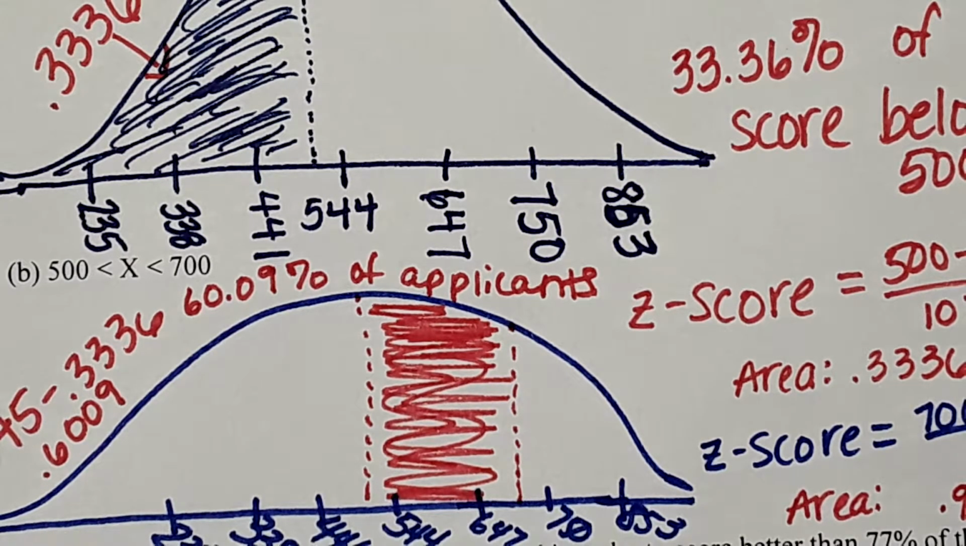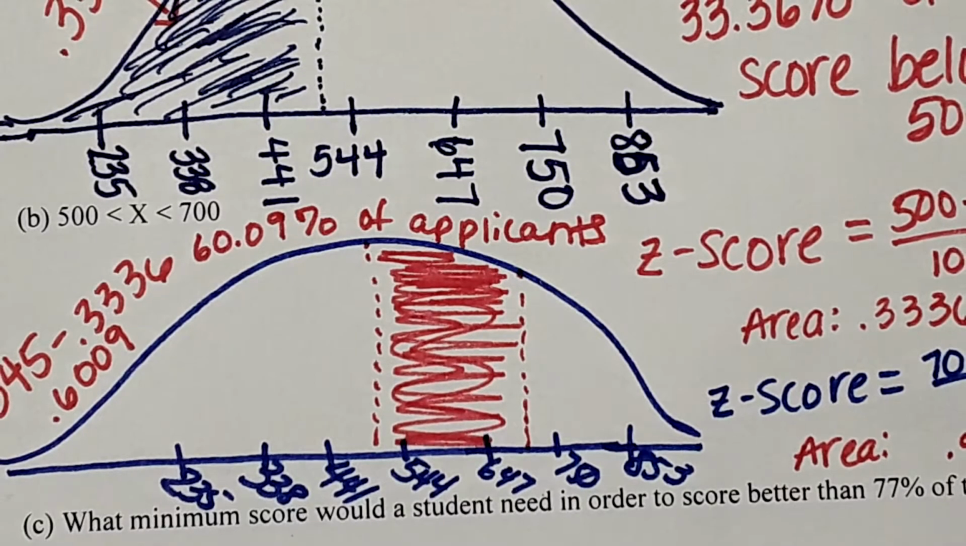Now notice that they give you a percentage. If they give you a percentage, that means we're gonna do an inverse, which means we start by looking up our area on our chart. So we're gonna look in here instead of a z-score. We're working backwards to find that observation, the 500 or the 700. But our normal curve is still going to stay the same because we're still in the same problem.